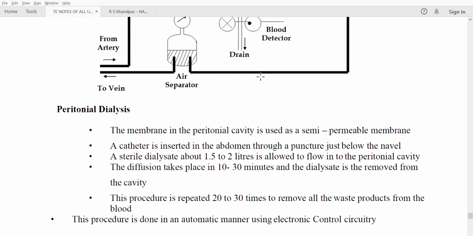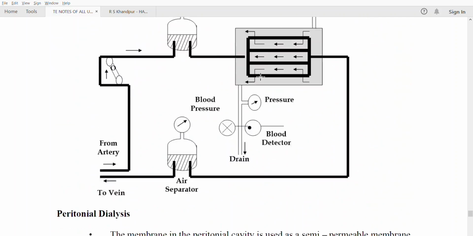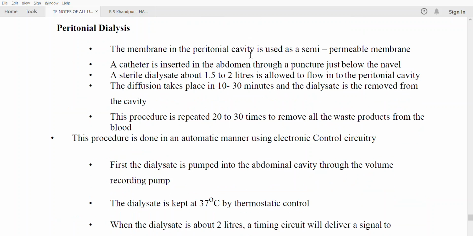And if you see peritoneal dialysis, these are the procedures. The peritoneal cavity in the body is used as a semi-permeable membrane. A catheter is inserted in the abdomen through a puncture just below the navel. Sterile dialysate of 1.5 to 2 liters is allowed to flow into the peritoneal cavity. Diffusion takes place for 10 to 30 minutes, and the dialysate is removed from the cavity. This procedure is repeated 20 to 30 times to remove all waste products from the blood.